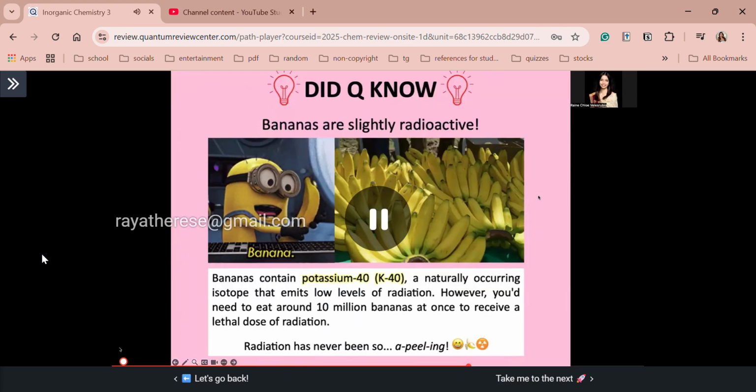Okay? And did you know bananas are slightly radioactive? So bananas, they contain potassium-40. It is a naturally occurring isotope that emits low-level radiation. Kailangan mo kumain about 10 million bananas at once para mamatay from radiation poisoning. Radiation has never been so appealing.